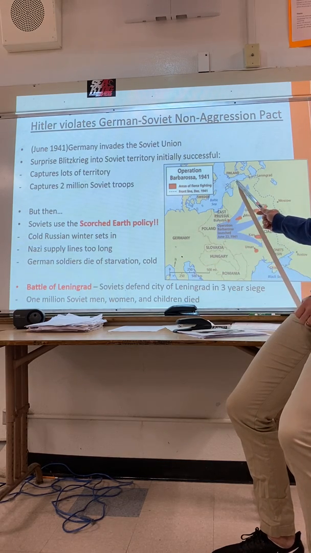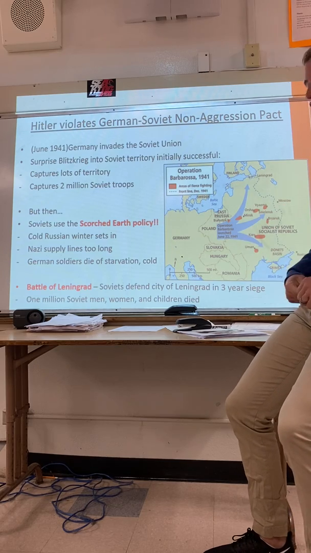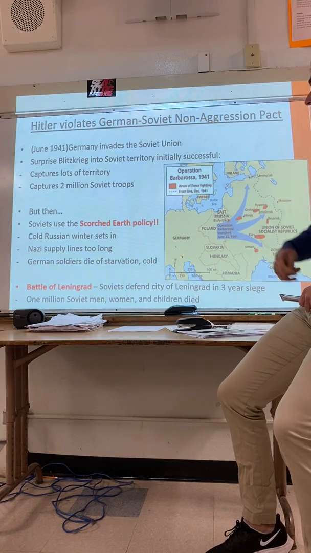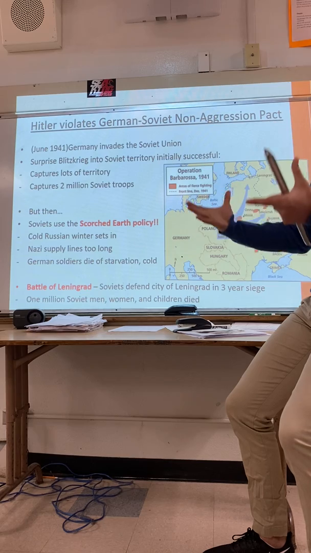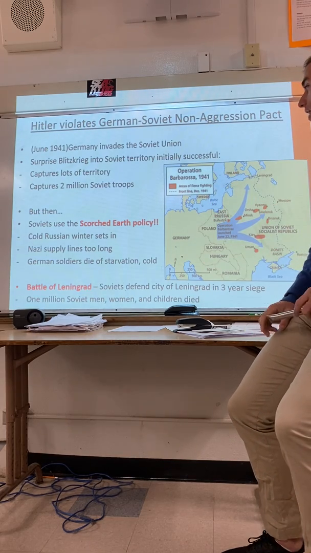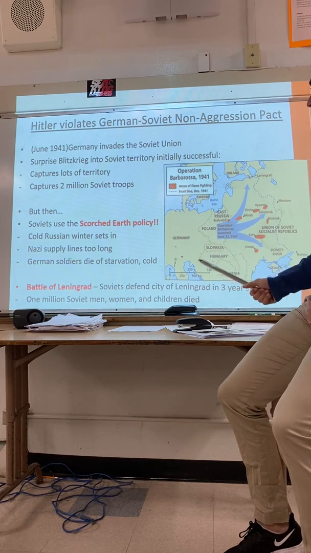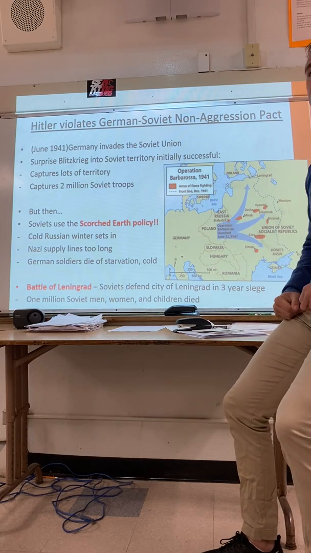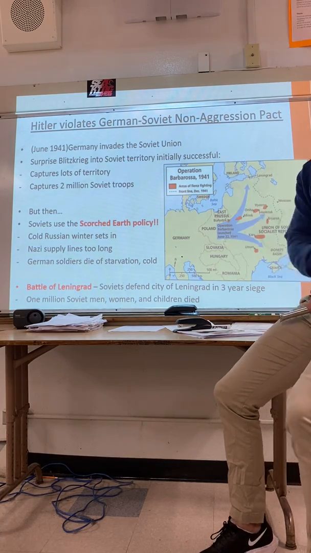The Nazis are going to put a 3-year siege over this city, over Leningrad, meaning they're going to surround it, they're going to blockade it, they're not going to let people in or out, they're going to try to starve the city out. And literally 1 million Soviet men, women, and children are going to die in Leningrad because Stalin refuses to surrender the city.